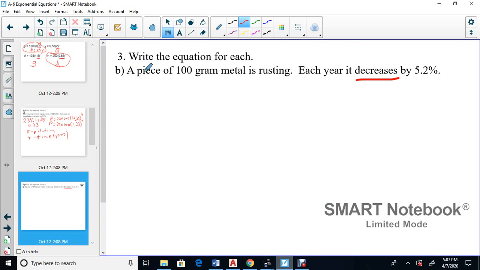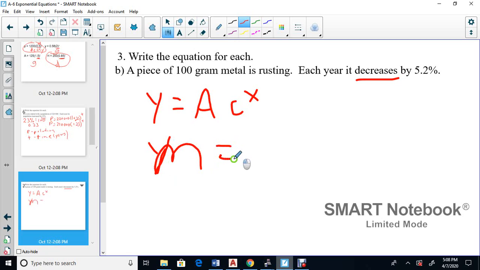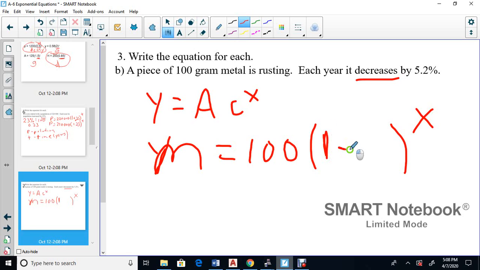Okay, we'll write over here, y equals a c to the x. But we're not going to use y. We're going to say a piece of 100-gram metal is rusting each year. Decreases, so mass. We're going to use m instead of y. So m equals, a is the starting value, 100, and then we're going to put a bracket to the x. The a is going to be the 100, c is going to be either 1 plus or 1 minus. So it decreases, so there's going to be 1 minus.